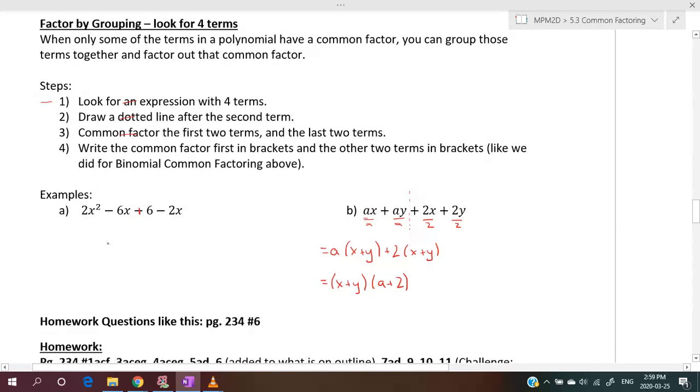Let's do the second one. Sometimes things aren't going to work out so nice and neatly as they did in our first example here. I'm going to show you how to problem solve when that happens. Okay, so I'm going to draw my dotted line after the second term, and you don't have to do that forever. We're just going to do it for now to help us sort out what we're doing.